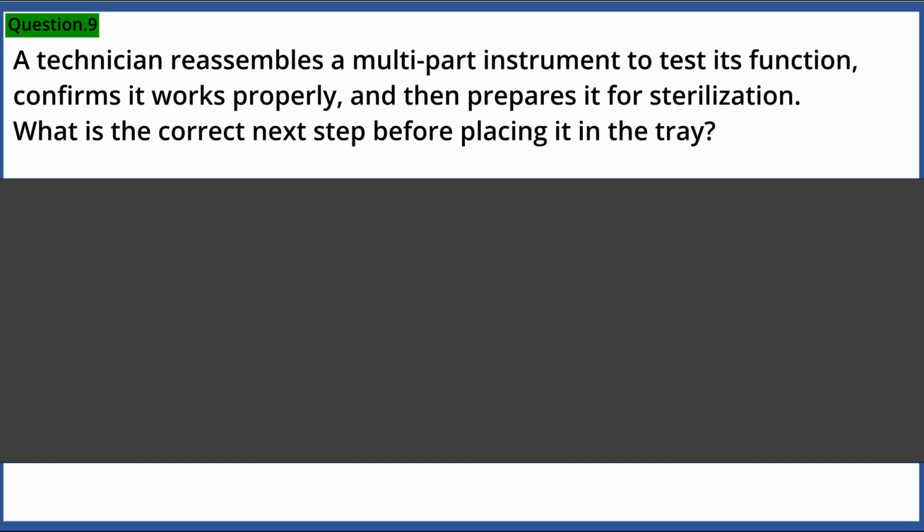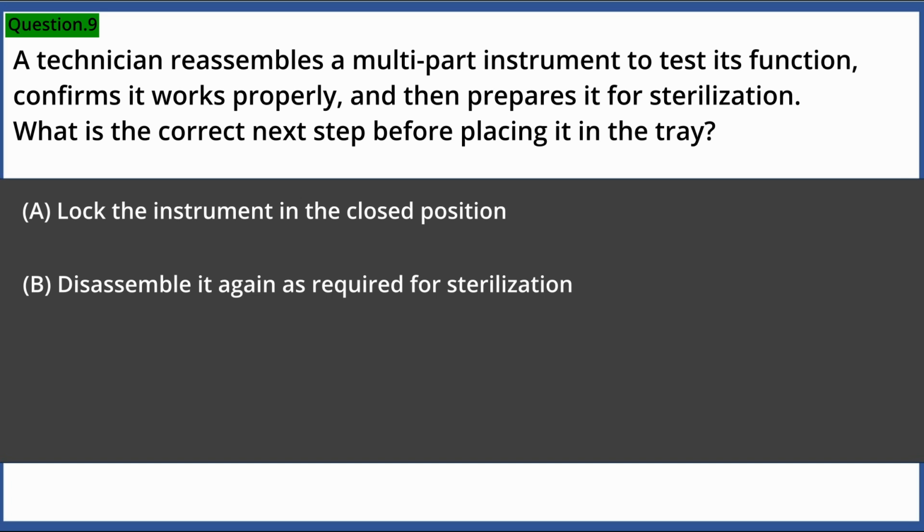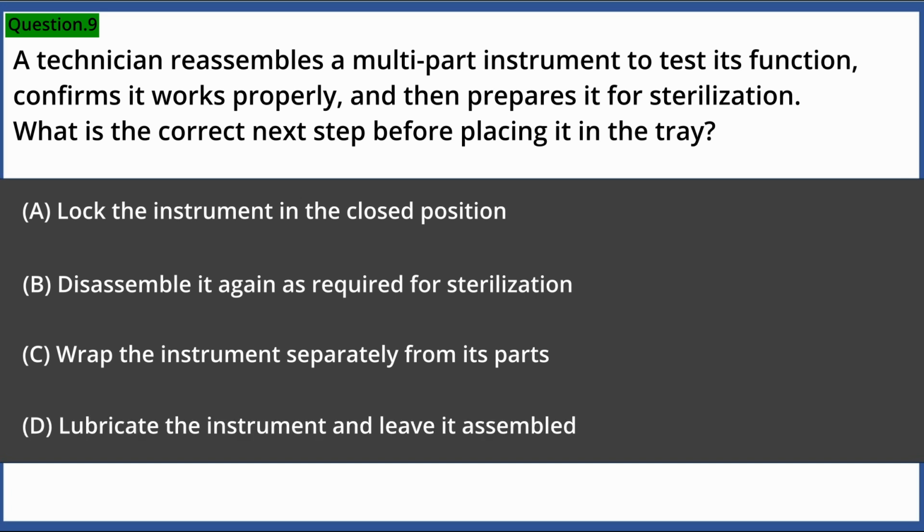A technician reassembles a multi-part instrument to test its function, confirms it works properly, and then prepares it for sterilization. What is the correct next step before placing it in the tray? A. Lock the instrument in the closed position. B. Disassemble it again as required for sterilization. C. Wrap the instrument separately from its parts. D. Lubricate the instrument and leave it assembled. Answer: B. Disassemble it again as required for sterilization.